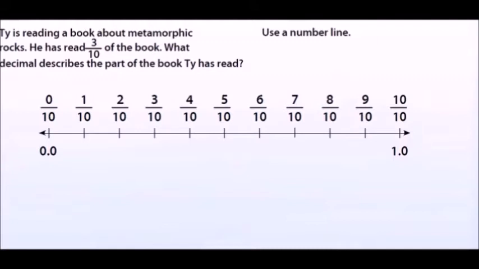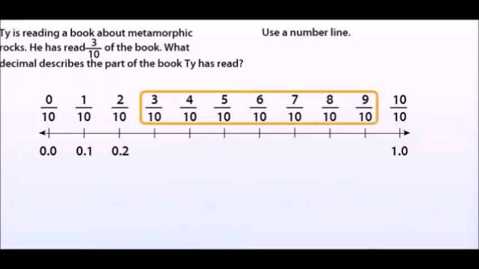Look at the fraction 1/10. It shows a distance of 1/10 from 0 and can be shown as a decimal with 1 in the tenths place. The fraction 2/10 shows a distance of 2/10 from 0 and can be shown as a decimal with 2 in the tenths place. What are the equivalent decimals for the fractions shown on the number line?